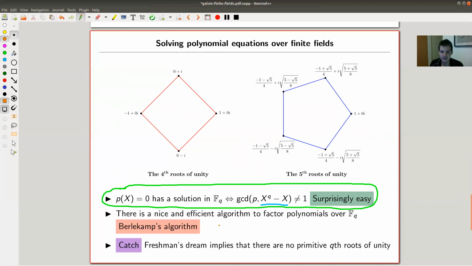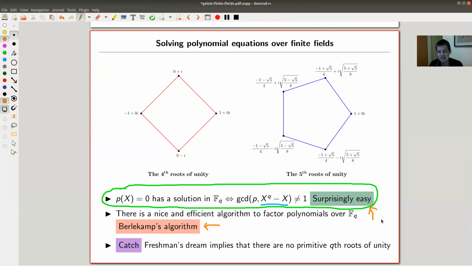I won't go into details because, of course, I'm running out of time, but there's also a very nice and efficient algorithm to decompose polynomials over finite fields, which is, for example, certainly included in Mathematica or Sage or whatever computer algebra program you like. So it's very useful in practice. It's fast and very good. It's a generalization of this observation here, basically.